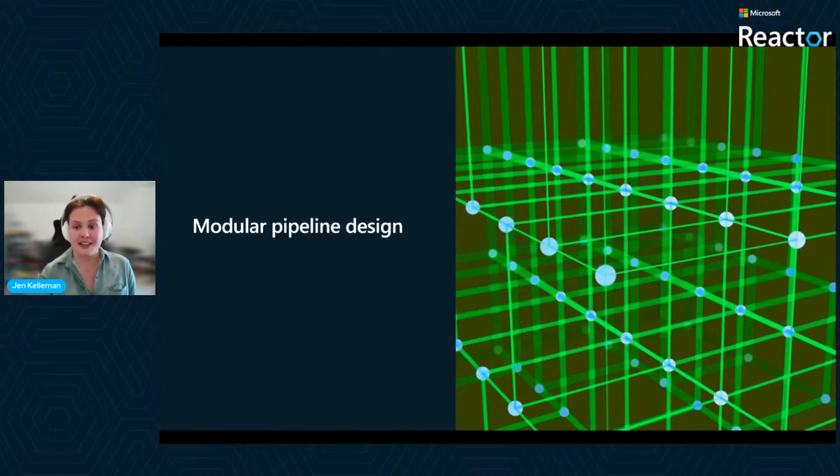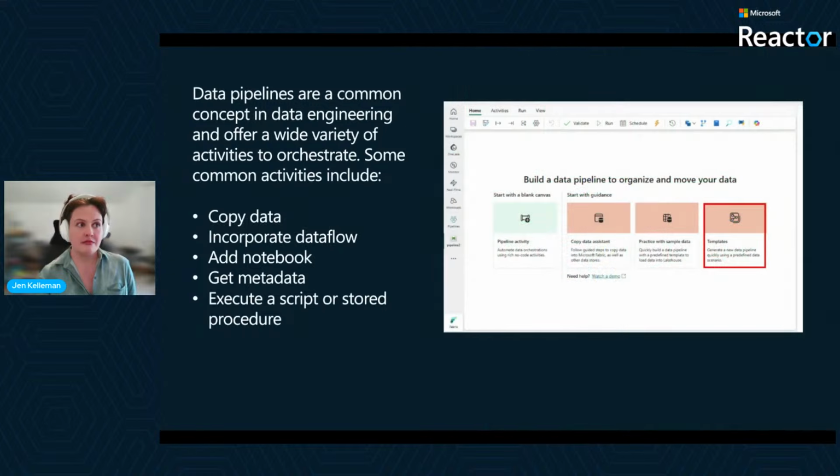Moving on to modular pipeline design. Now that we've covered the basics, let's talk about how to structure your pipelines for scalability and maintainability. One of the most effective strategies is to design your pipelines in a modular way. This means breaking down complex workflows into smaller, reusable components, each with a singular responsibility. Think of it like building with Legos. Each module can be reused, tested independently, and swapped out without affecting the entire structure.